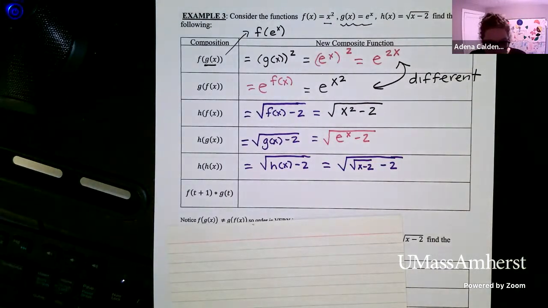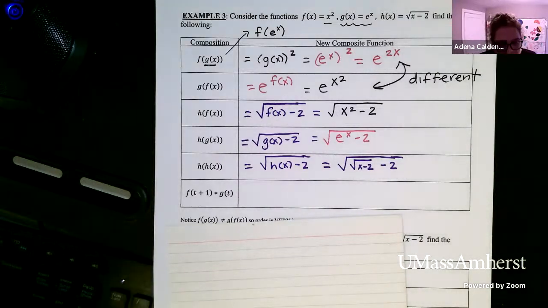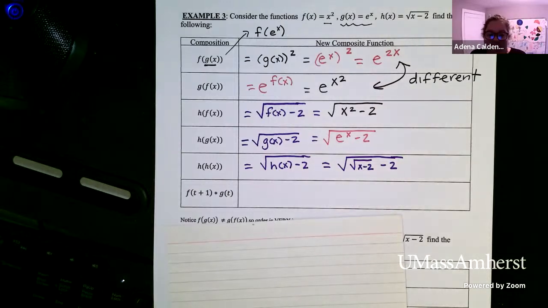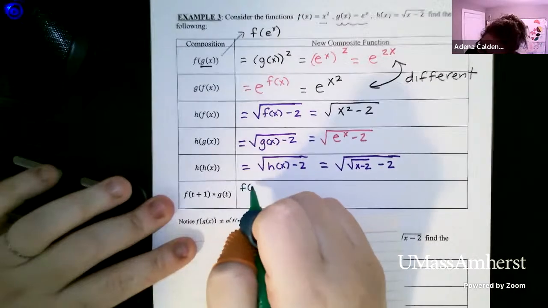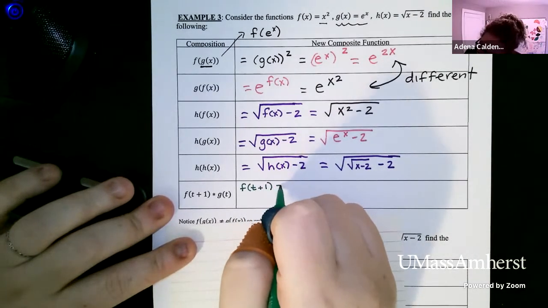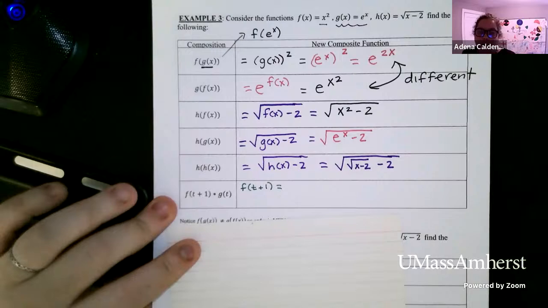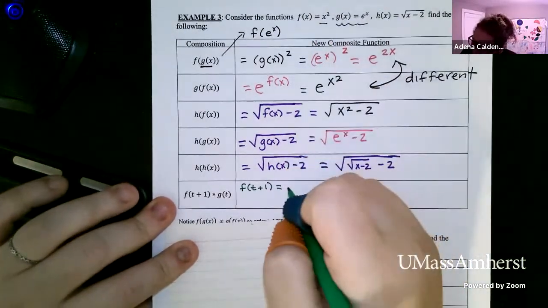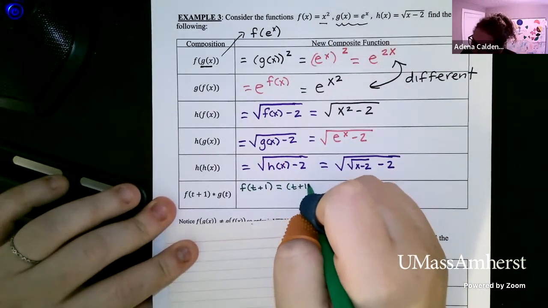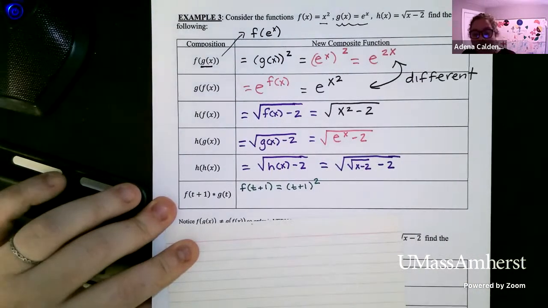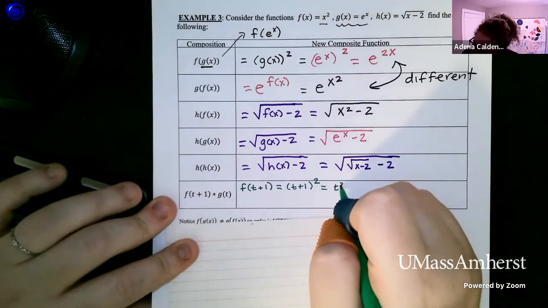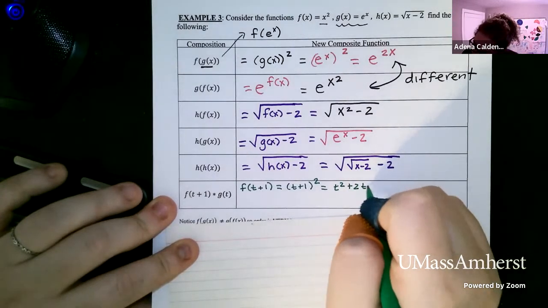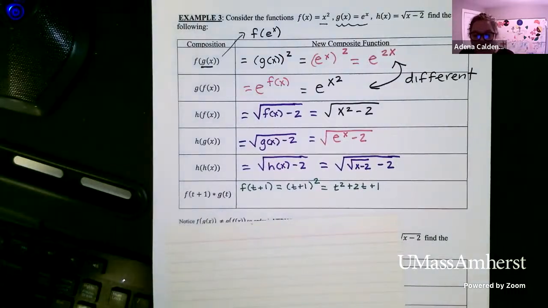Okay, so now for the last part, we're going to do f of t plus 1 times g of t. So as I mentioned, we're really going to want to find each of these things separately and then put them together. So f of t plus 1 means we're going to go to the f function and we're going to plug in a t plus 1. So we have t plus 1 squared. Okay, if we multiply that out, we get t squared plus 2t plus 1.